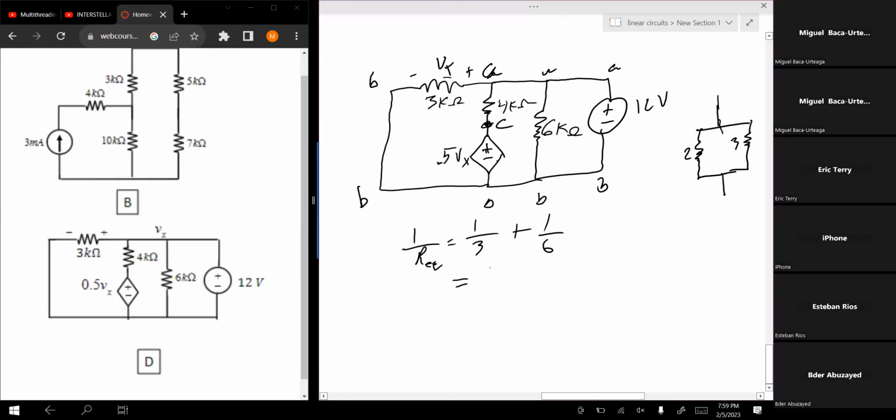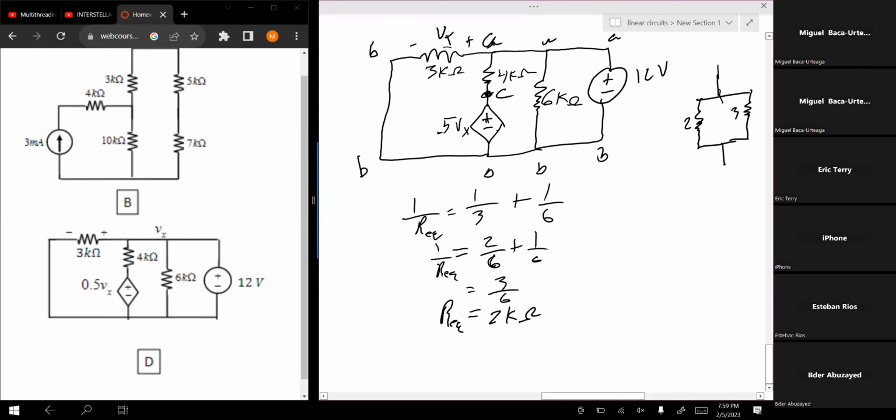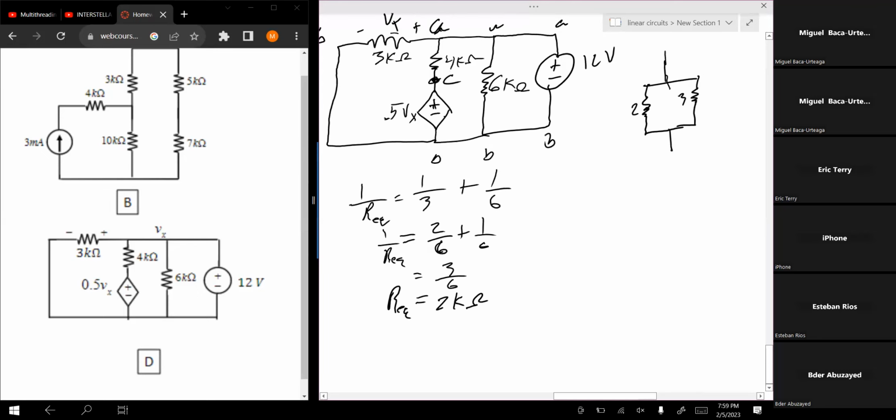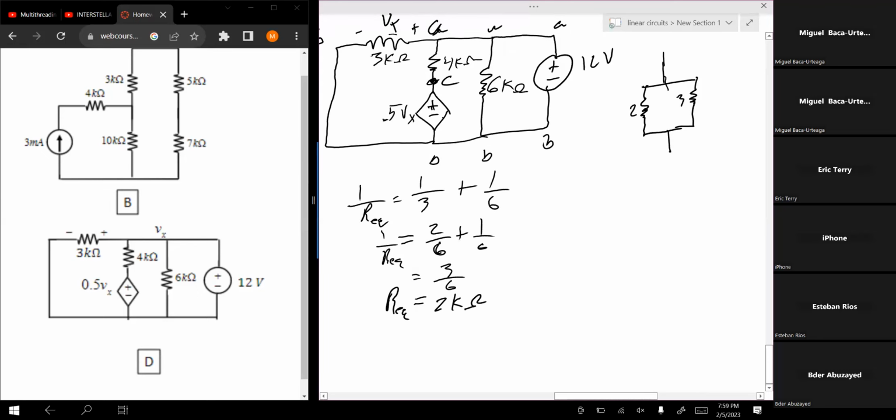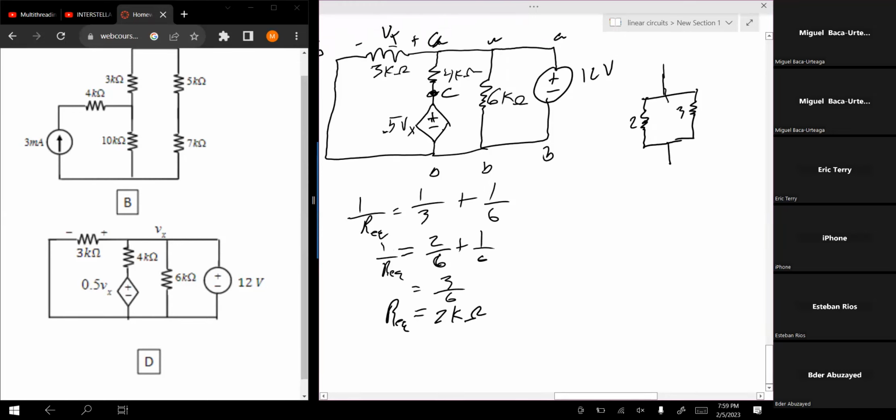So with this one, I'm going to get 2/6 plus 1/6 for 1 over R equivalent. So this is going to be 3/6. And then let's flip it. This is just going to end up being 2 equals R equivalent, in kilo ohms. Does that make sense? That's a parallel combination. So if I redraw this circuit, I'm going to redraw it with the 2 kilo ohm resistor on the outside. You have your 12-volt battery here.